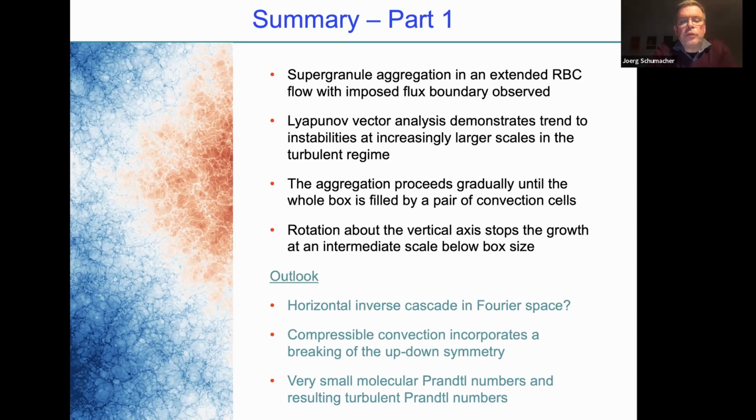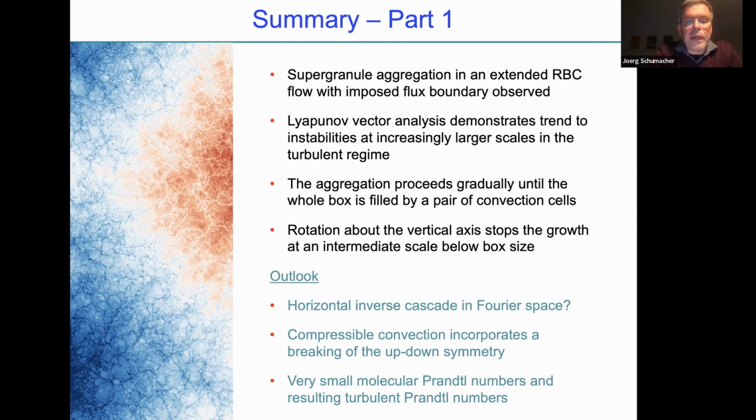What we are currently doing is looking somewhat closer at the structure formation process from the perspective of an inverse cascade, which would take place here in a three-dimensional flow. Typically, we know that these inverse cascade processes are a two-dimensional characteristic, but here we have a fully 3D flow, and that requires a comprehensive Fourier analysis, which we are currently working on.